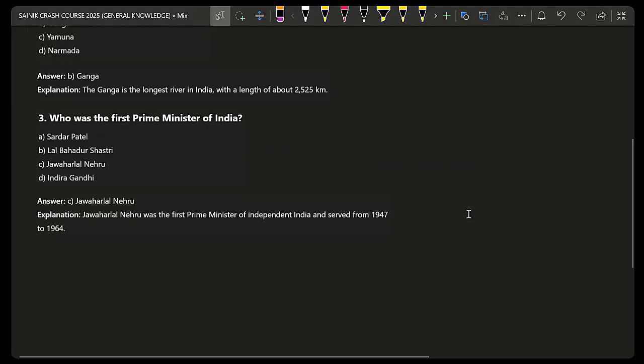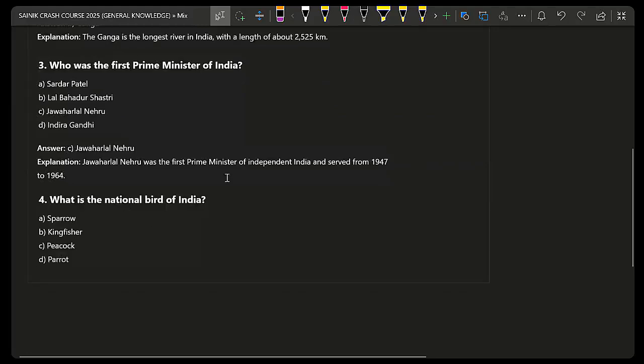Next question, all of you, if you are ready. This is also a simple question. Okay, let's see the question. What is the national bird of India? Option A, sparrow. Option B, kingfisher. Option C, peacock. And option D, parrot. Simple questions today. What is the national bird of India? Sparrow, kingfisher, peacock, parrot.